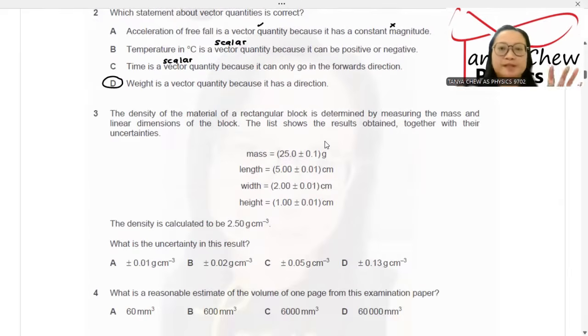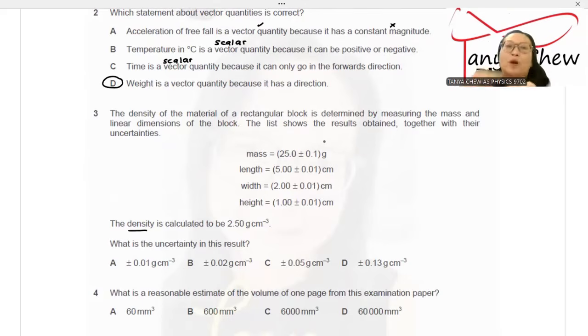Number 3, this is a repeated past year question. The density of the material of a rectangular block is determined by measuring the mass and linear dimensions of the block. The list shows the results obtained together with their uncertainties. Density is calculated to be 2.5 gram per cm cube. What is the uncertainty in this result? Now, when you see long statements, don't be terrified by it. You have to look for the keywords, the hint in the question itself. The hint given here is the density.